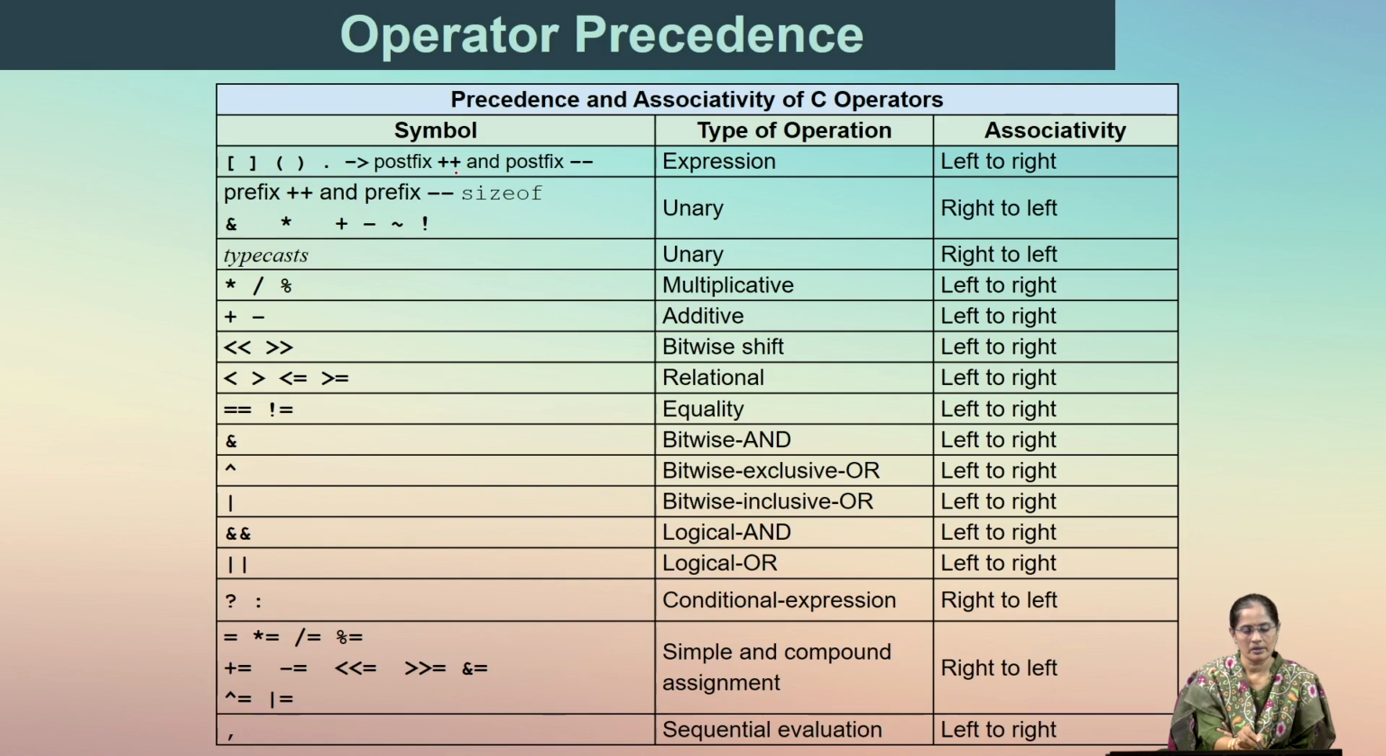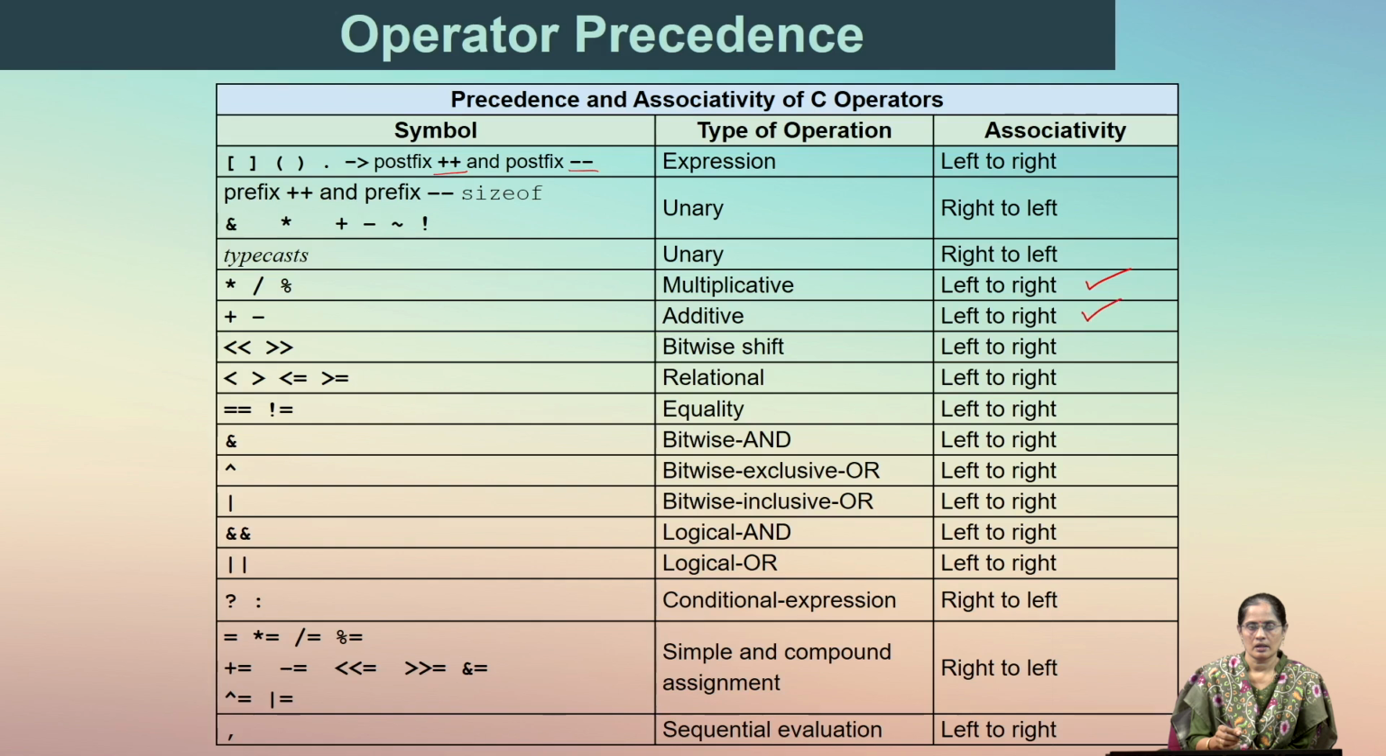Similarly, we have a list of operators and its order. So, postfix increment, postfix decrement operators have more priority, the associativity is left to right, and postfix and prefix sizeof operator, asterisk, ampersand, plus, minus, tilde, not operator, all these operators have the associativity right to left, and then the typecast operator. Then we have asterisk, slash, percentage, that is arithmetic operators, which have the associativity left to right. All the arithmetic operators have left to right associativity, provided the hierarchy is 2 levels.